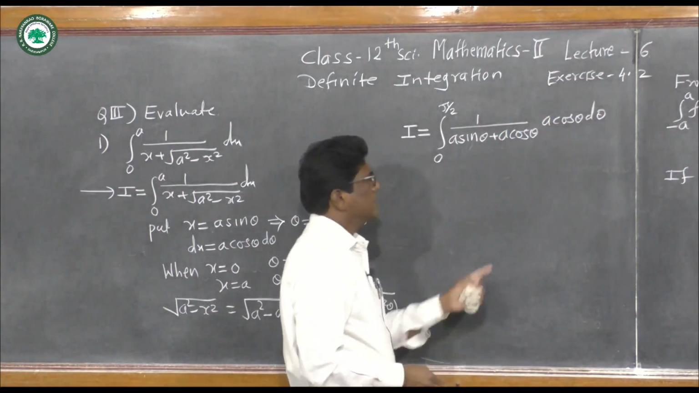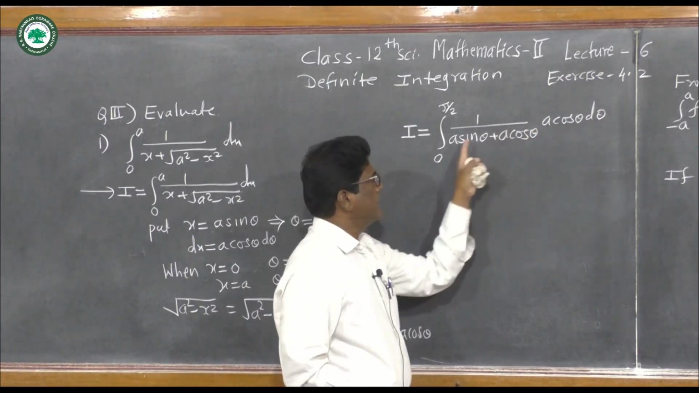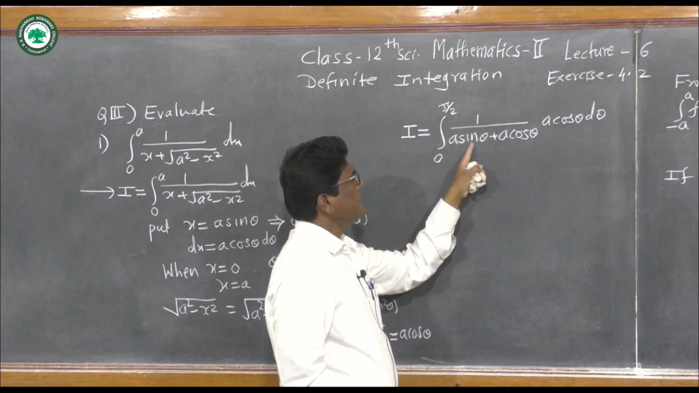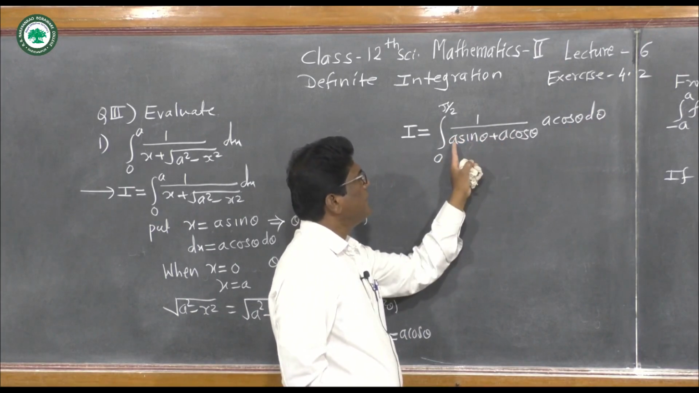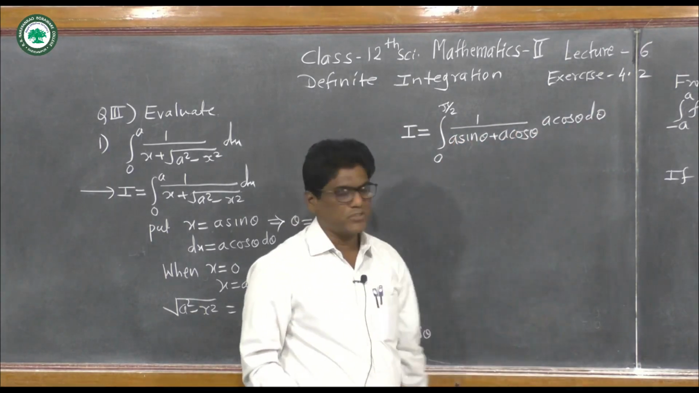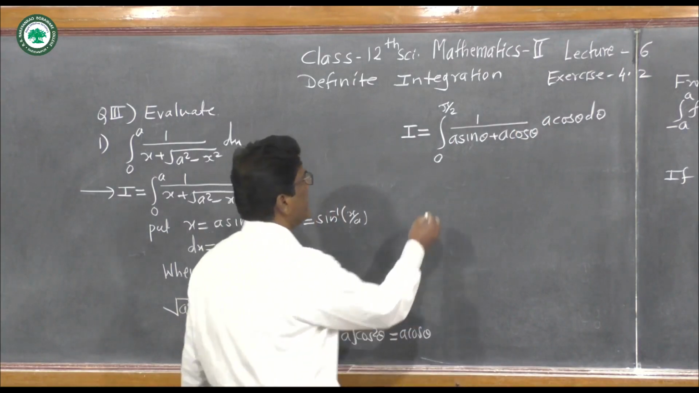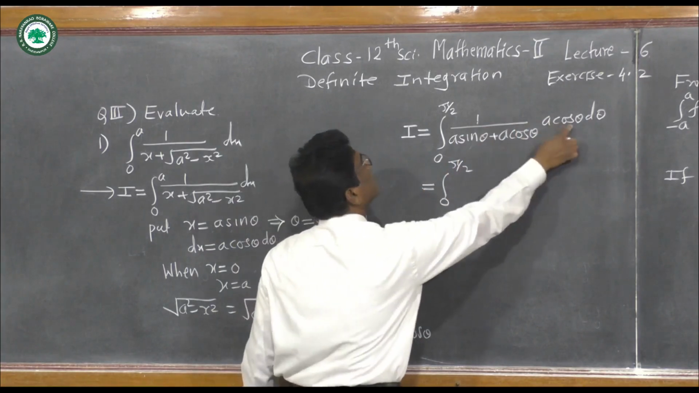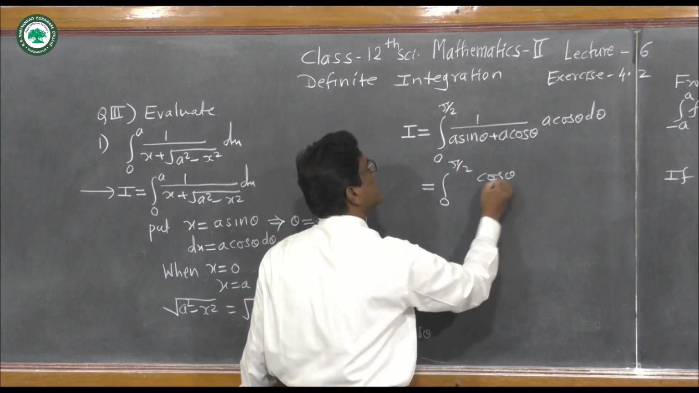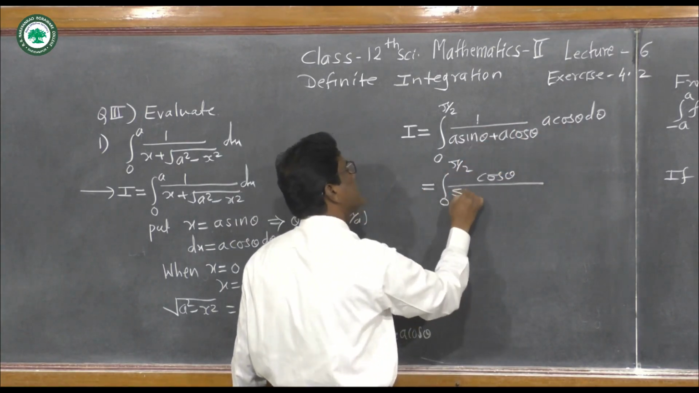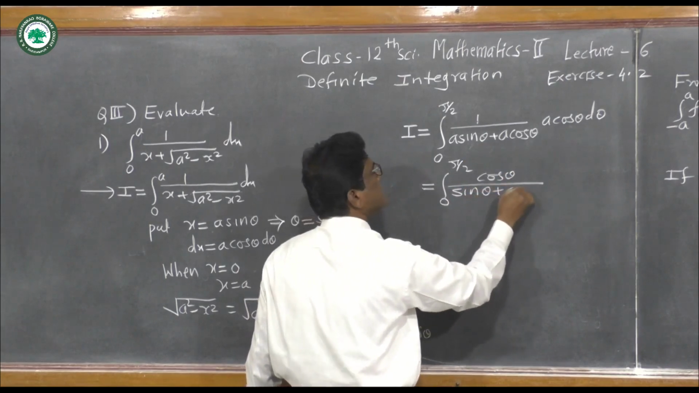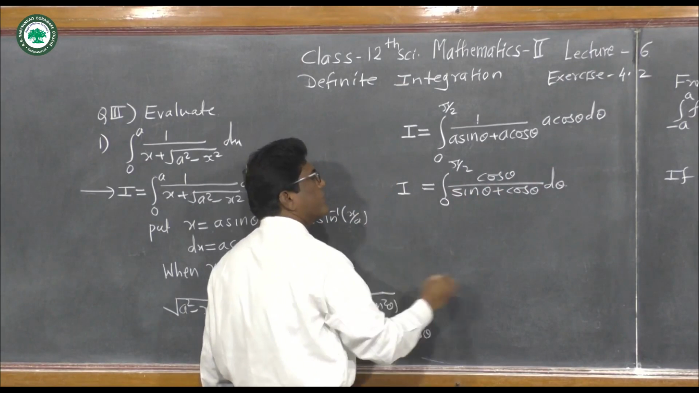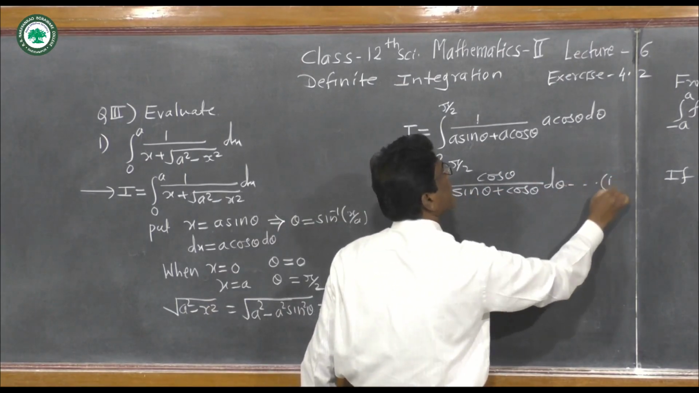Now see here a cos theta d theta, and here a sin theta plus a cos theta. We take a common, a in the bracket sin theta plus cos theta, and that a and this a cancel each other. Therefore we get integration from 0 to pi by 2 of cos theta divided by sin theta plus cos theta d theta. We call this equation first.